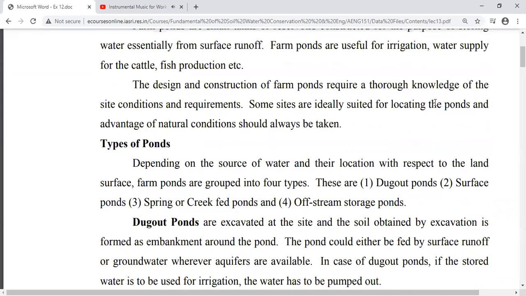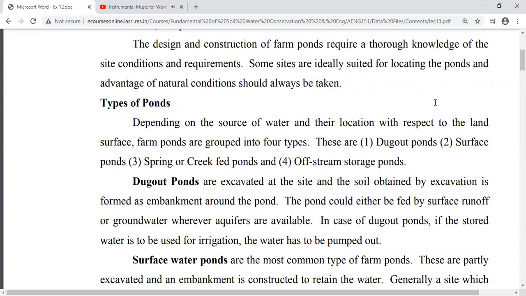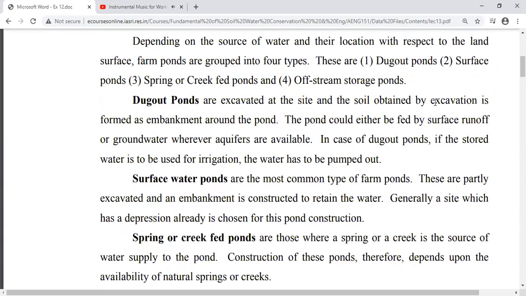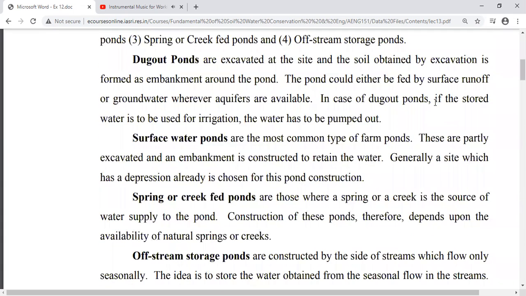What are the different types of farm ponds? That depends on the source of water and their location with respect to the land surface. Farm ponds are grouped into four types: dugout type farm ponds, surface ponds, spring or creek fed ponds, and upstream storage ponds. Dugout ponds are excavated at the site and the soil obtained by excavation is formed as embankment around the pond. The pond could either be fed by surface runoff or groundwater wherever aquifers are available.